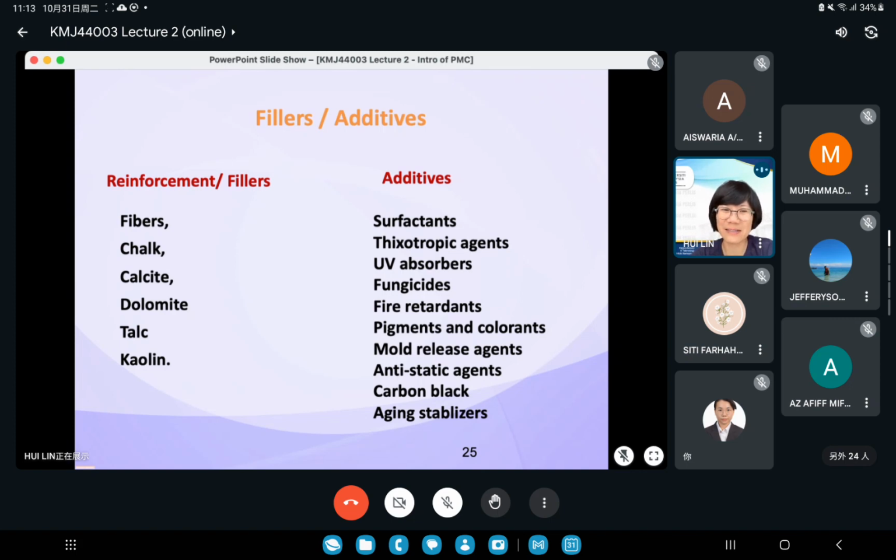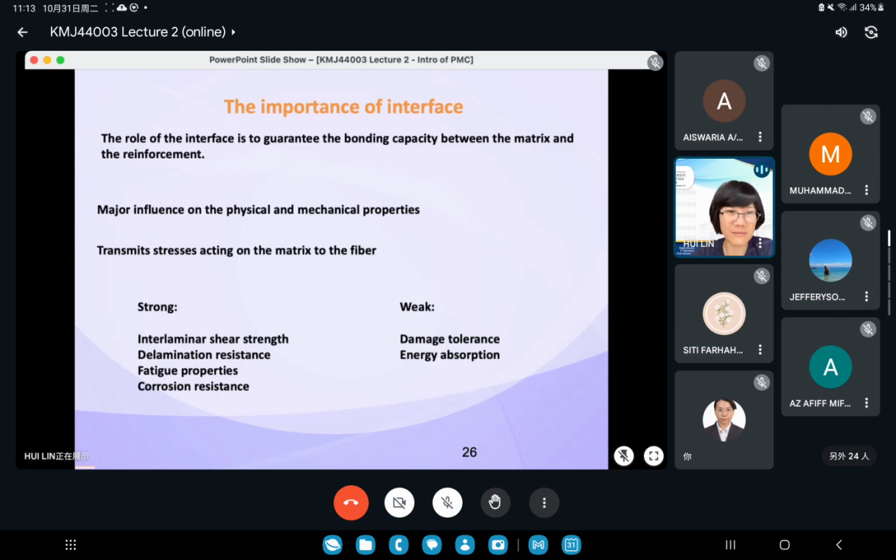Something quite interesting. We also learned about this interface, right? In our previous physical class, we learned about interface. Start with F, and there's another, P. Both of them are quite important because they actually influence the physical and mechanical properties of the overall composite.